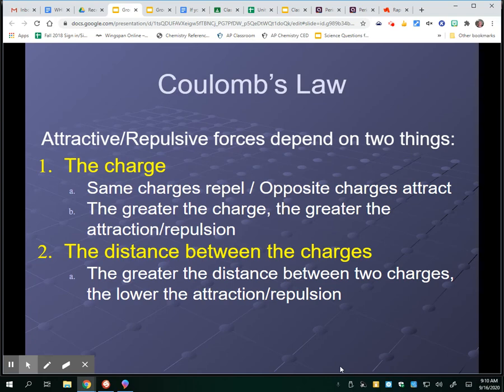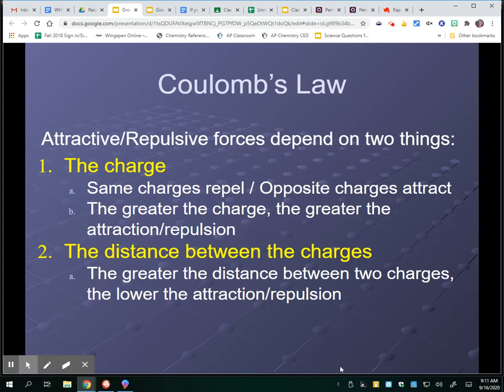The greater the charge, the greater the attraction. So if you have one positive attracted to one negative, you've got a certain level of attraction. If you have a lot of positives attracted to a lot of negatives, you have a greater attraction according to Coulomb's law. The second thing that attractive and repulsive forces depend on is the distance between the charges. The greater the distance between two charges, the lower the attraction. So those two pieces really can explain all of our periodic trends.